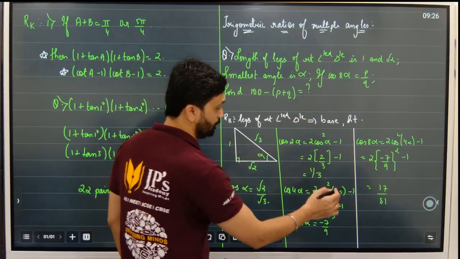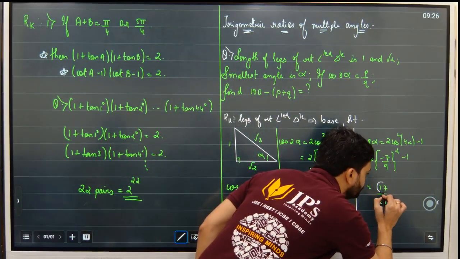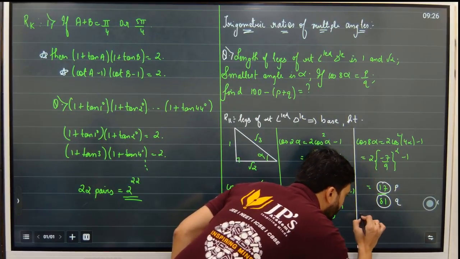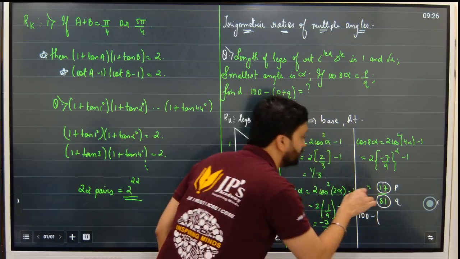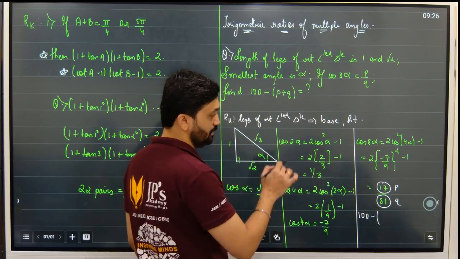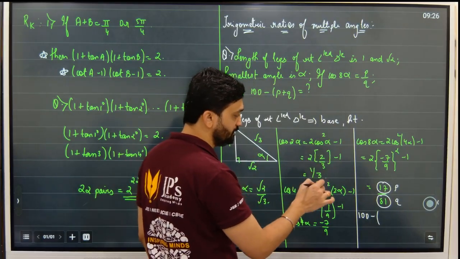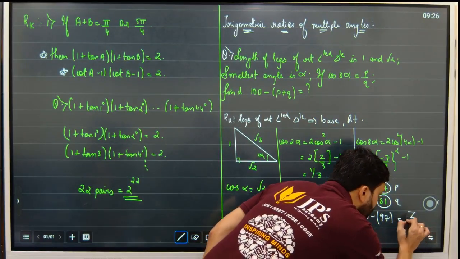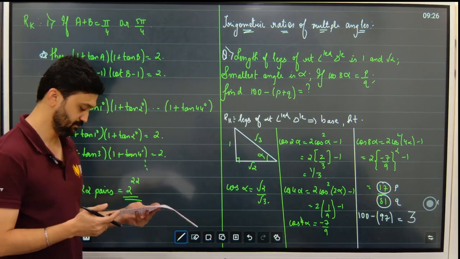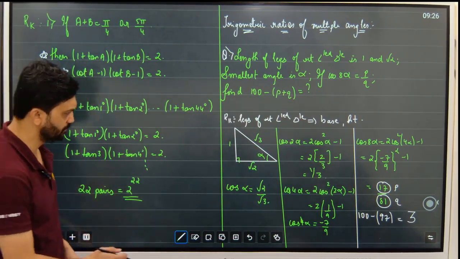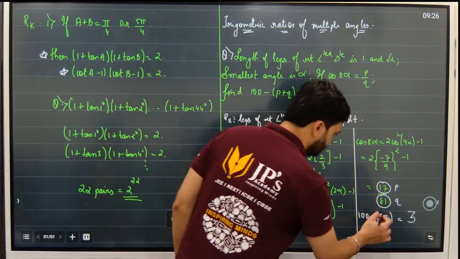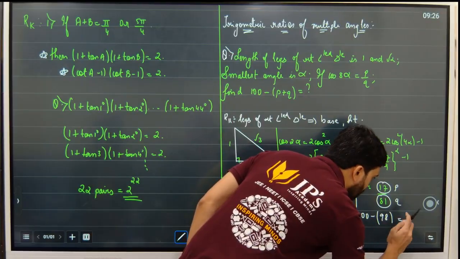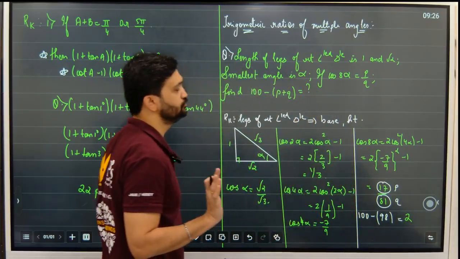So I have understood that this value is nothing but P and this value is nothing but Q. And last mein 100 minus P plus Q. 81 plus 17 will become 97 and my answer is 3. So this is the answer. Sorry, 98 ho gaya na. I'm so sorry. 98 and the answer is 2.